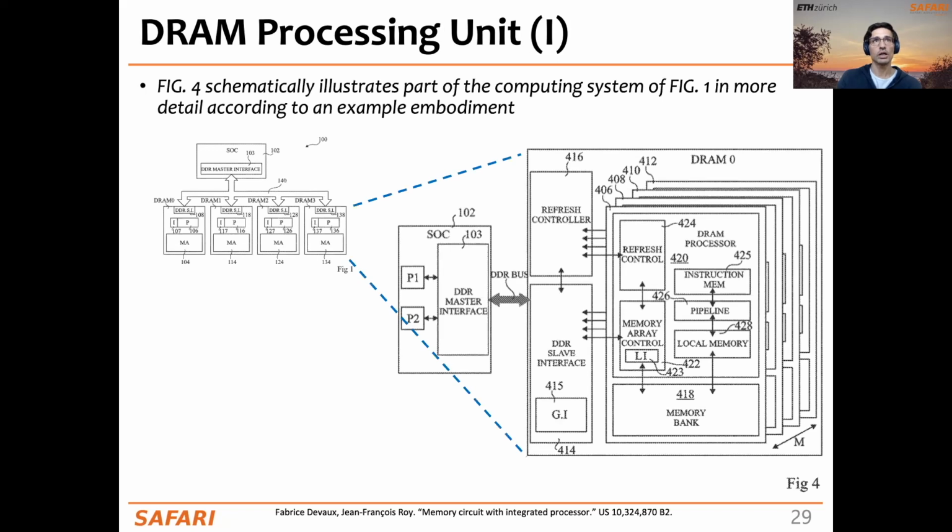DPU. Remember, in our PIM system, we have multiple PIM chips. Inside each PIM chip, we have multiple memory banks, and connected to each memory bank, we have a small processor called DRAM Processing Unit, or DPU. This small processor contains an instruction memory where instructions are stored and fetched, then issued onto a pipeline that executes the instructions and eventually accesses a local memory, an SRAM-based memory, where it stores operands temporarily.